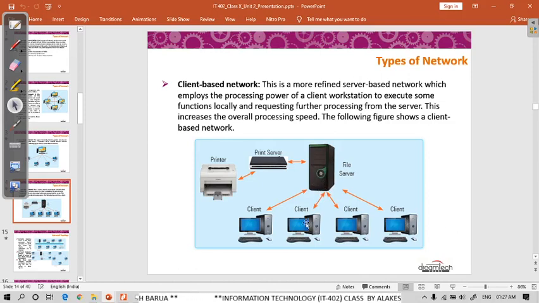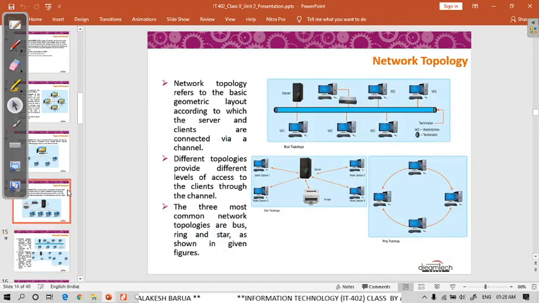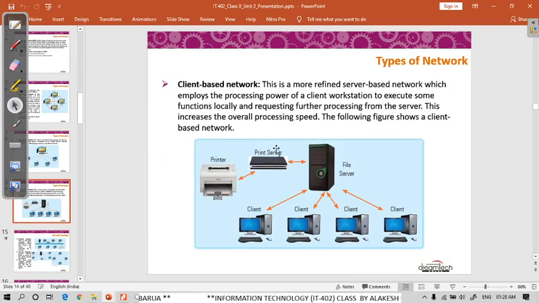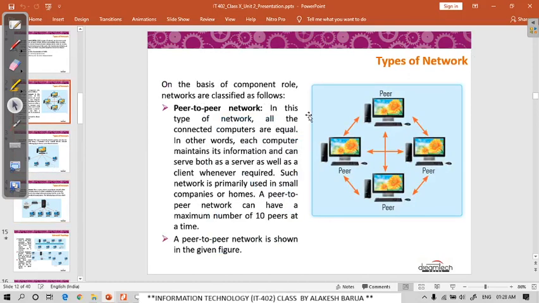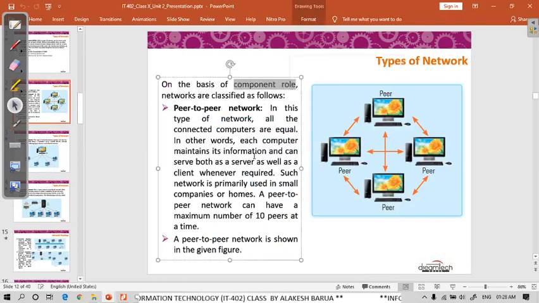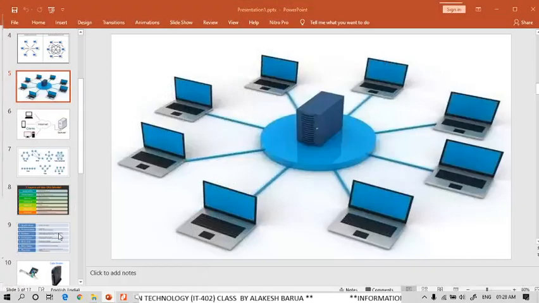So simultaneously, the clients can execute parts of the program and then give it back to the server, thus reducing the time required to process it, and thereby increasing the overall processing speed in this type of network. So the types of network on the basis of component role are: client-based network, server-based network, and peer-to-peer network.